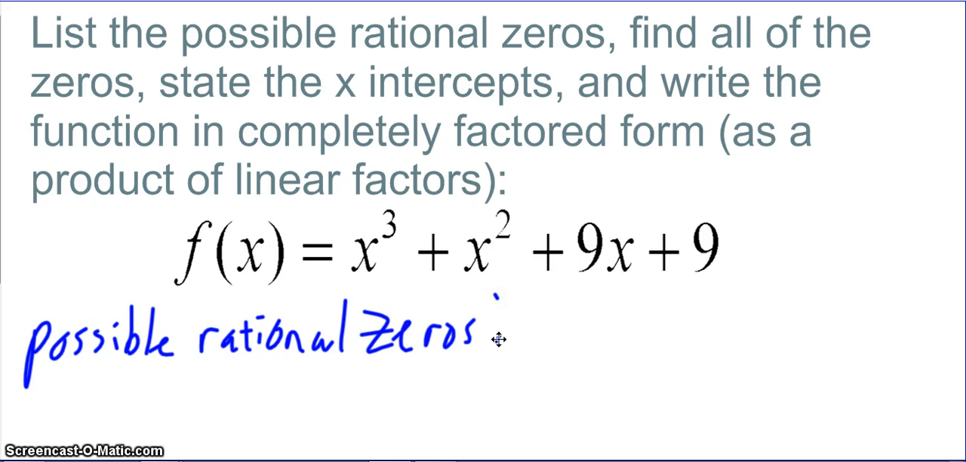So we just learned from the rational zero test, this is the factors of the constant term divided by the factors of the leading coefficient. So what are the factors of the constant term? Well, the factors of 9 are 1, 3, and 9. Now we also need to keep in mind that factors of 9 are negative 1, negative 3, and negative 9 as well.